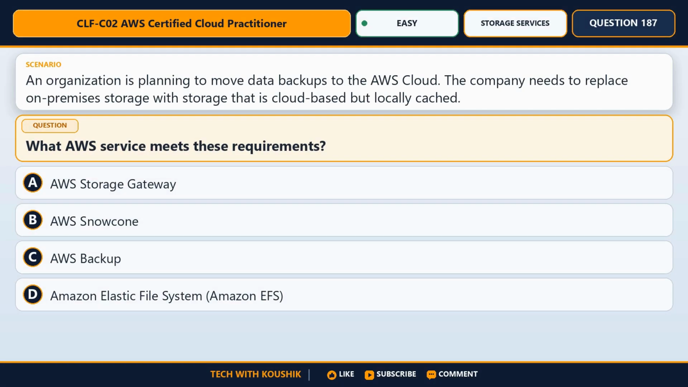Question number 187. An organization is planning to move data backups to the AWS cloud. The company needs to replace on-premises storage with storage that is cloud-based but locally cached. What AWS service meets these requirements? Option A. AWS Storage Gateway. Option B. AWS Snowcone. Option C. AWS Backup. Option D. Amazon Elastic File System, Amazon EFS.